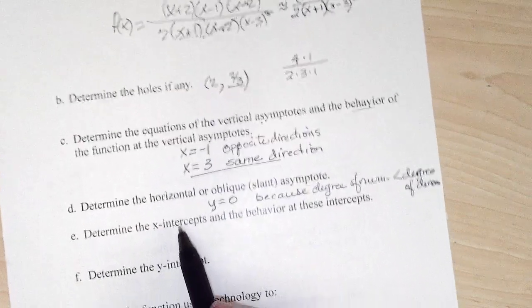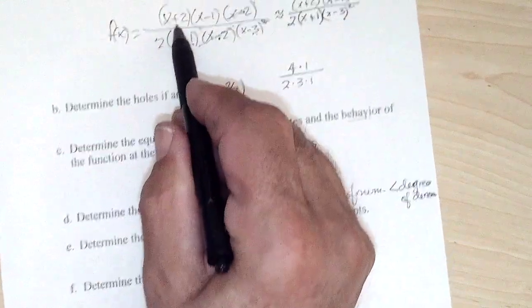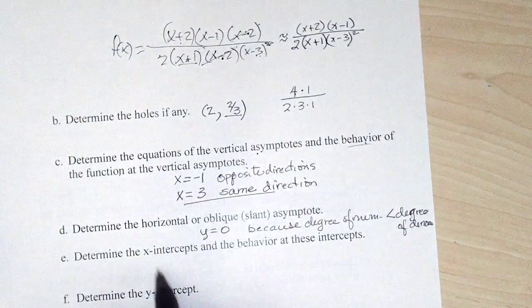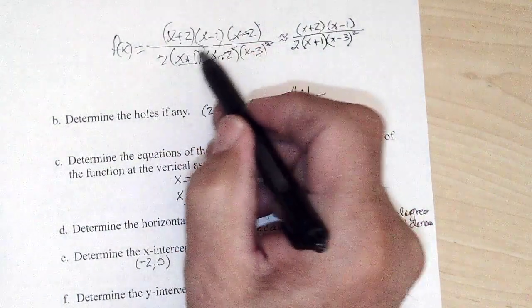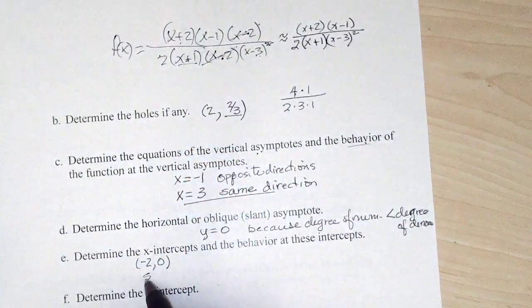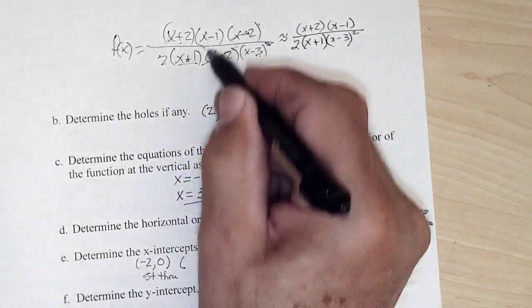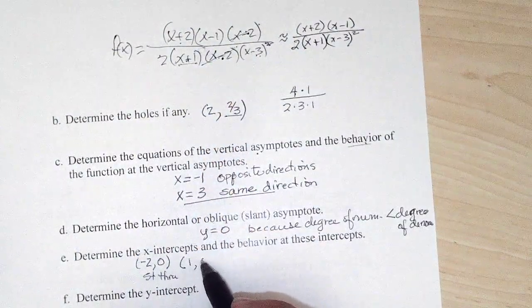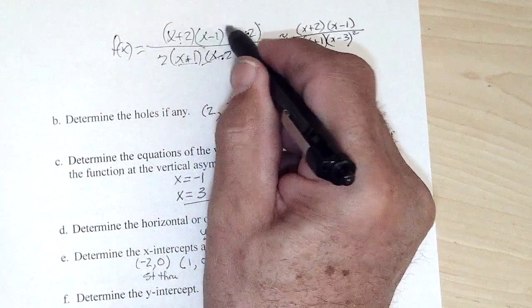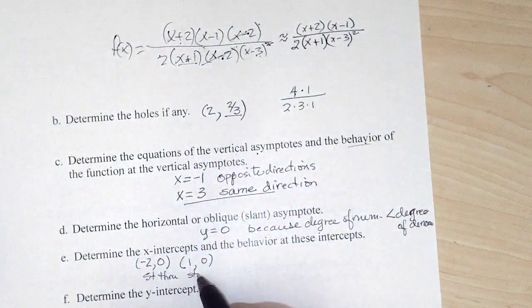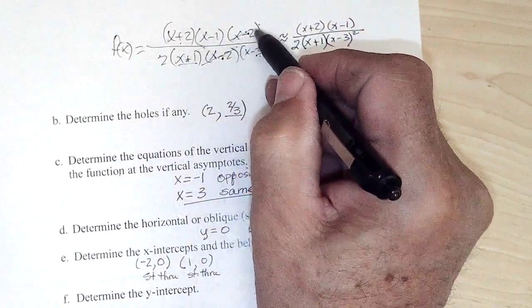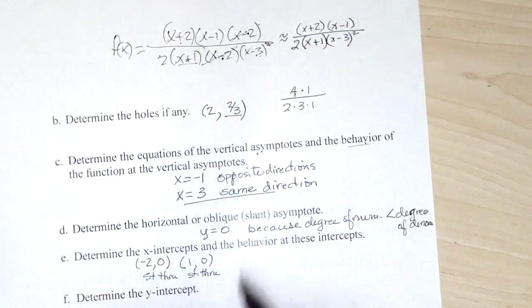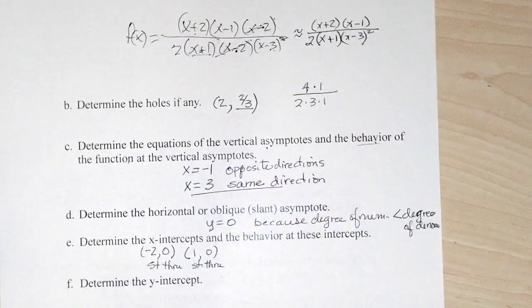Determine the x-intercepts. We did. X-intercept at -2, and it happens once, so it's straight through. It happens at 1. Multiplicity is 1, so it goes straight through. And this was a hole, so that's not an x-intercept. So those are the only two x-intercepts.